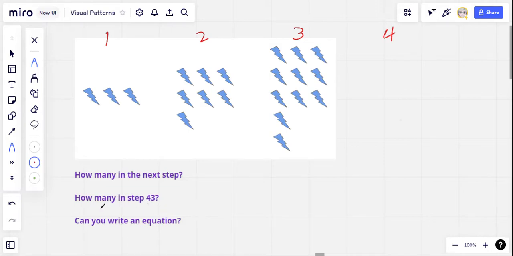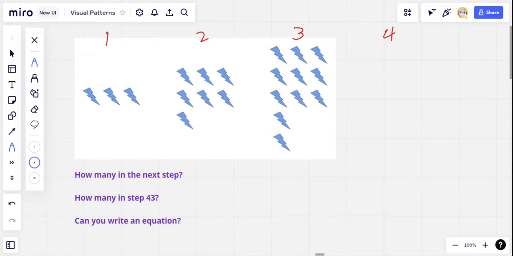All right, so let's see if we can figure out what's going on just by looking at this pattern. So I've got 3 lightning bolts here. And then in step 2, I've got 2 rows of 3 plus another one. And then in step 3, 3 rows of 3 plus another 2.